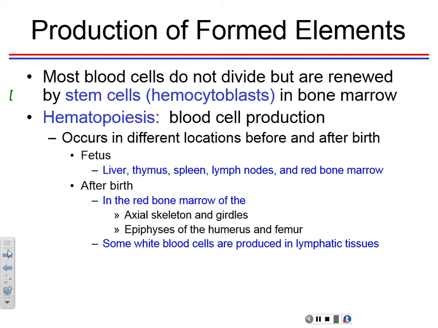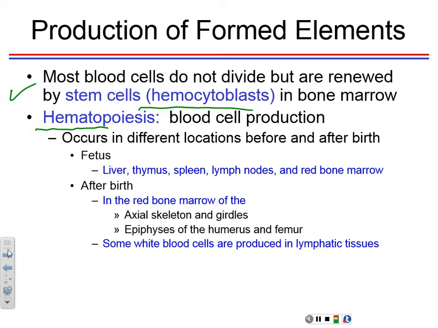Okay. So hemocytoblasts are the first. They're produced in bone marrow, of course, and hematopoiesis is blood cell production. So in the fetus, blood cell formation will occur in more parts. Why? Because you're making them for the first time. You're making an individual here.